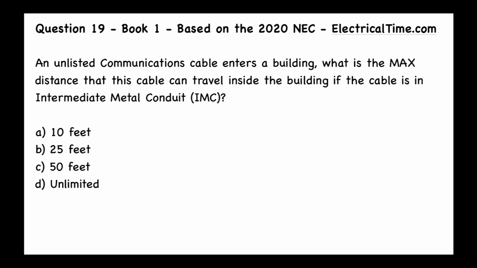This is question 19 from book number 1 based on the 2020 NEC, and this is electricaltime.com. An unlisted communications cable enters a building. What is the max distance that this cable can travel inside the building if the cable is in intermediate metal conduit, and that's also known as IMC? So we've got A, 10 feet, B, 25 feet, C, 50 feet, or D, unlimited.